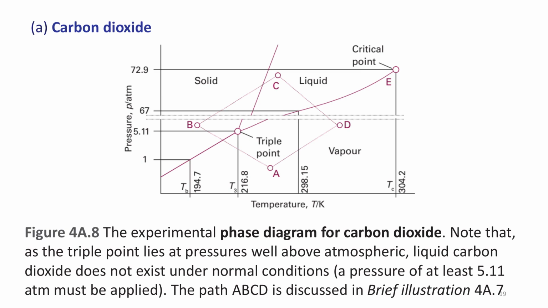Carbon dioxide provides our first real example. Its triple point is near 216.6 Kelvin and about 5.11 atmospheres, well above atmospheric pressure. Consequently, at 1 atmosphere liquid carbon dioxide is impossible. Heating solid dry ice at ordinary pressure crosses the solid-vapor boundary, so the solid sublimes directly to gas.